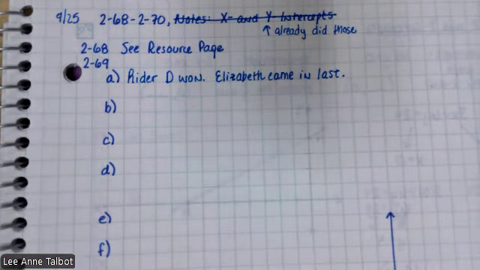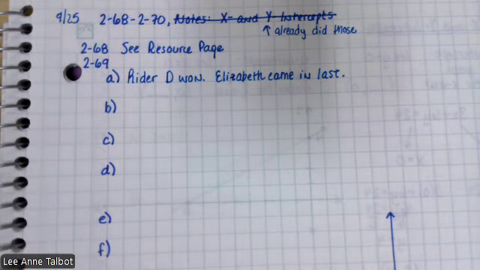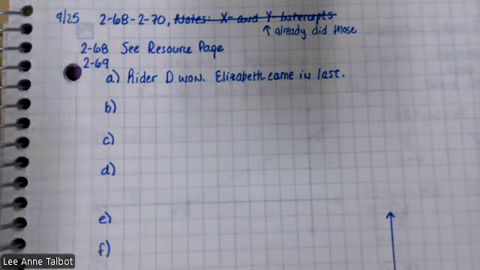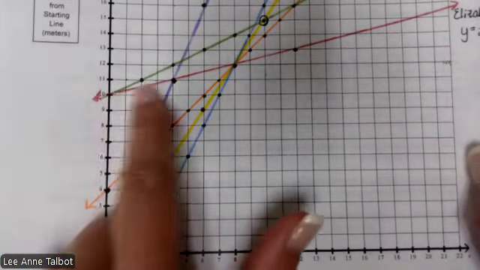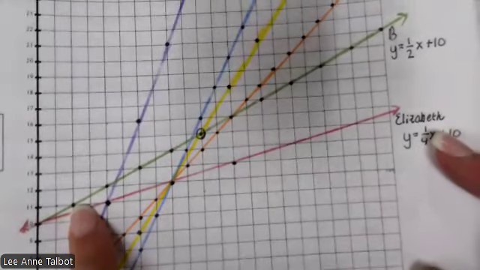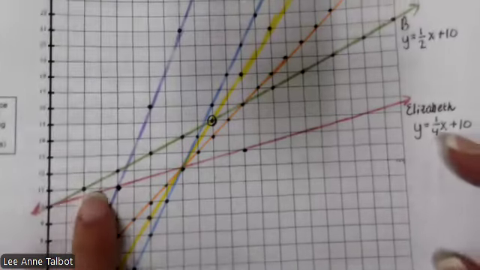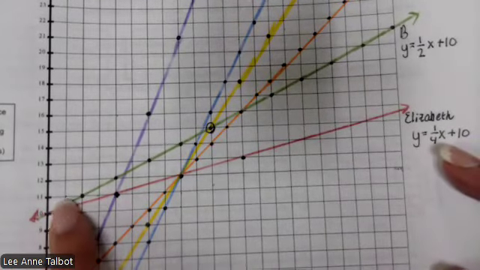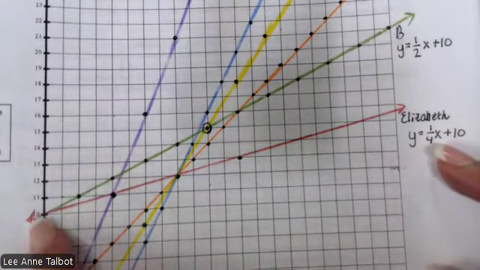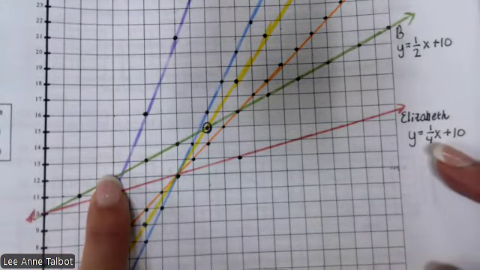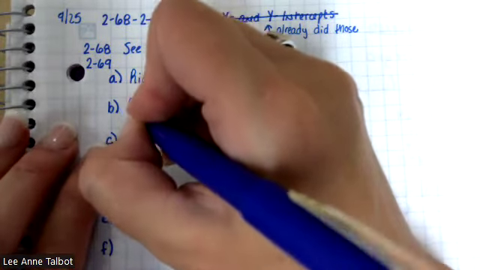Okay, question B. Who was in first place for a little bit? It was B, rider B. Because in the first, let's call it 4.5 seconds, the green line is on top. So rider B was in first place for about the first 4.5 seconds.